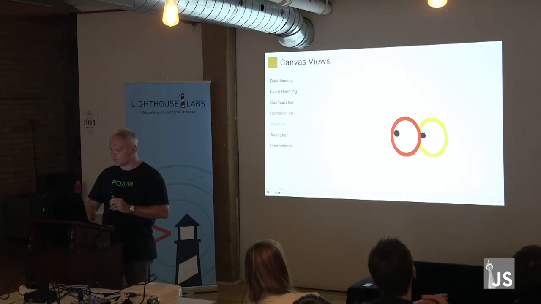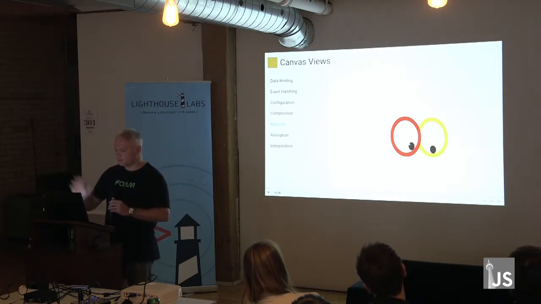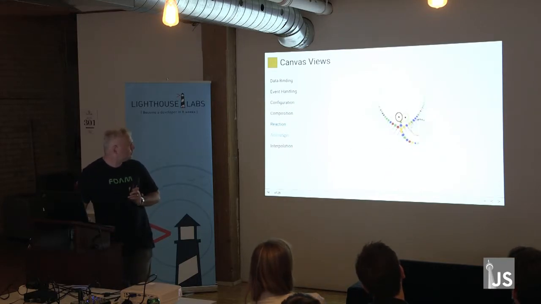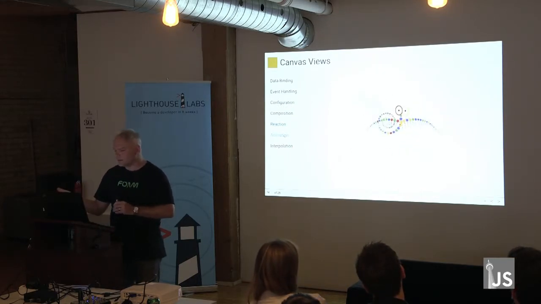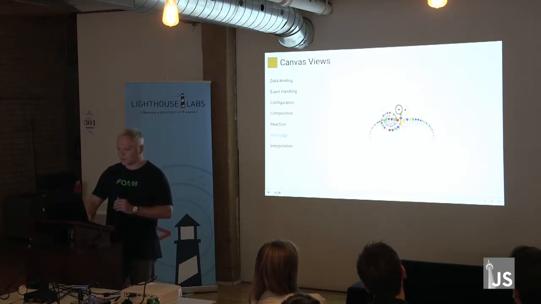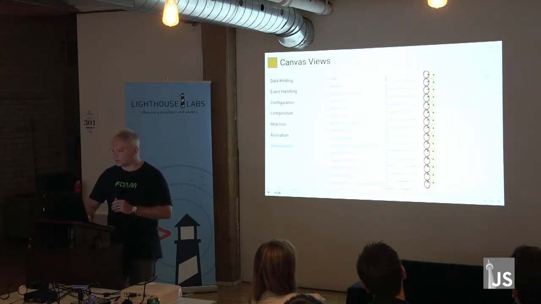Then reaction, which is something you don't actually have normally in DOM. I can make things react to other objects in their environment. So he's following my mouse around. We can get animation. Now you have CSS animation, but that doesn't help you for Canvas. And now I can do that the same way, whether it's Canvas or DOM. And then I have interpolation, so even if I want to animate something, I can say how I want to get there.